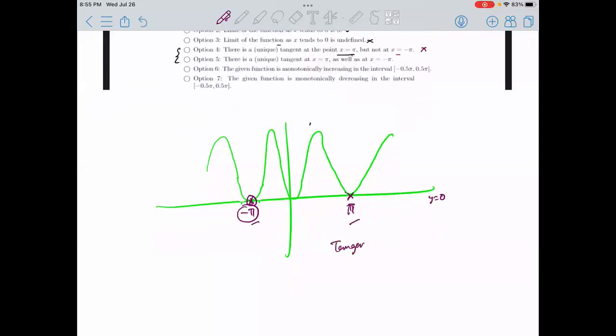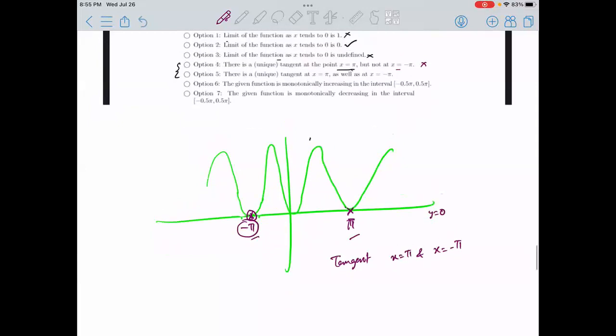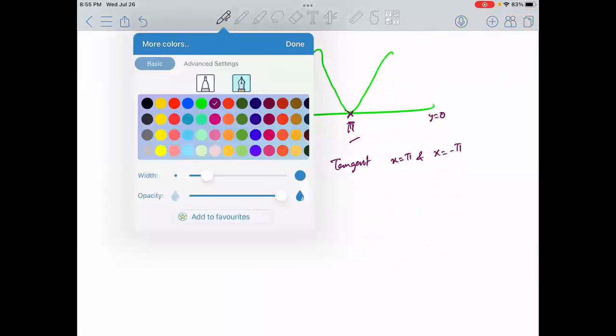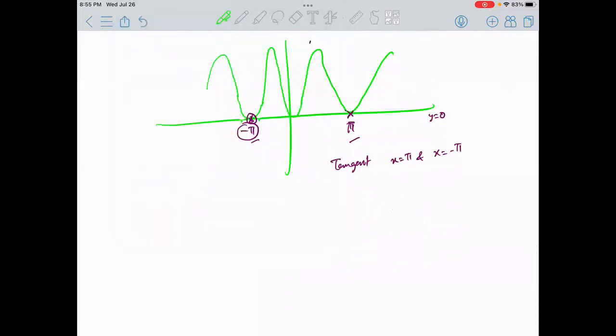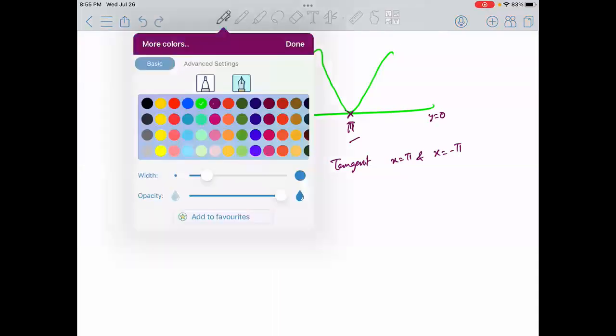Sir, how can we say that this tangent is unique as this tangent is the same for 3 points, pi, 0, and minus pi? Okay, you are thinking that unique means only one. I will explain. You understood unique in a wrong sense, right?